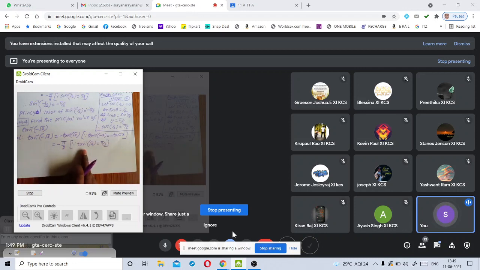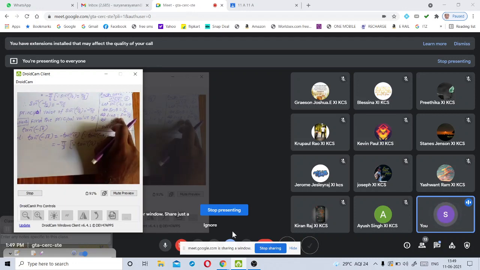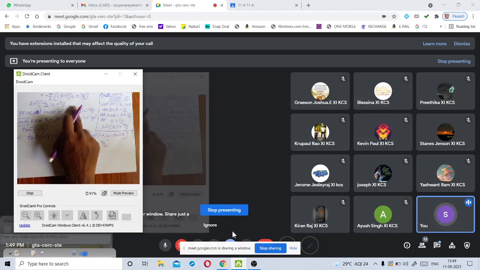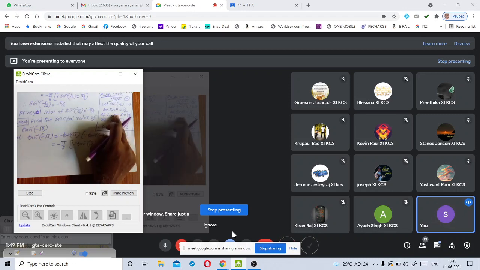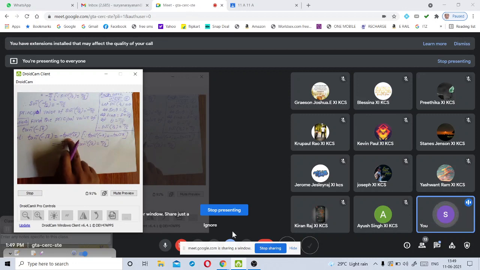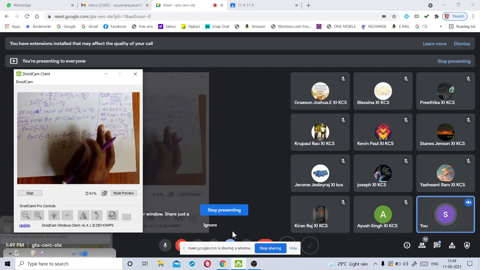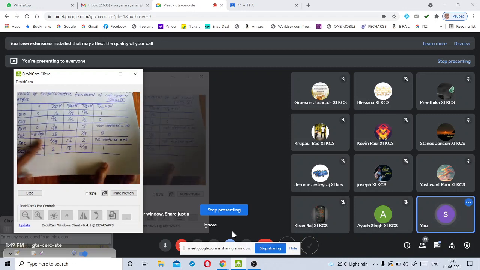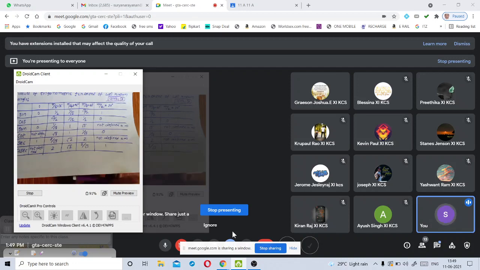Understood this step, my dear children? Here, I am not doing the rough work. I have already done the rough work for the first question. You follow the same steps in finding the value of tan inverse of root 3, or you can use this table directly. Understood this point, my dear children?